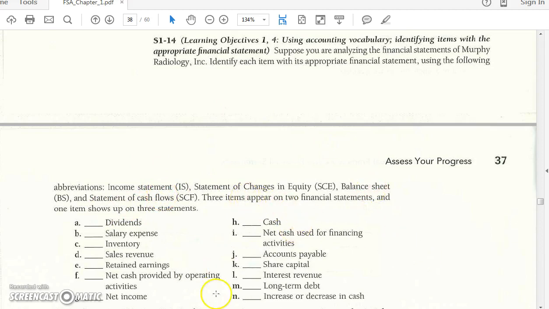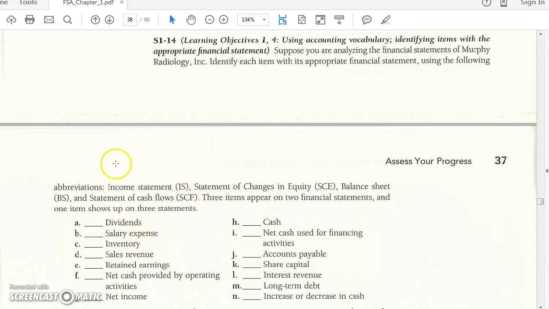As you can see here, we've got several items, and we can define which one goes where. Now, 3 of the items appear on 2 financial statements, and 1 on 3 of them. Let's take a look. Dividends. Now, where do they show up? Yes, dividends show up in your changes in equity and also your cash flow.